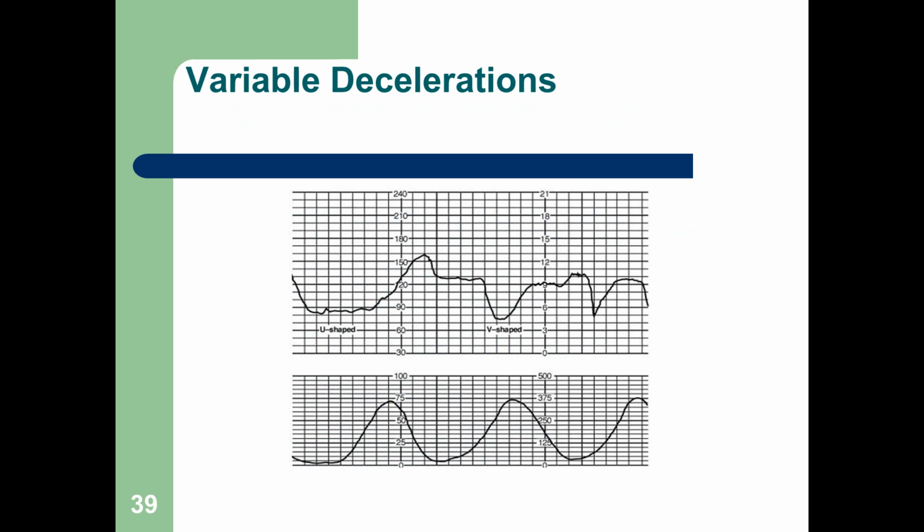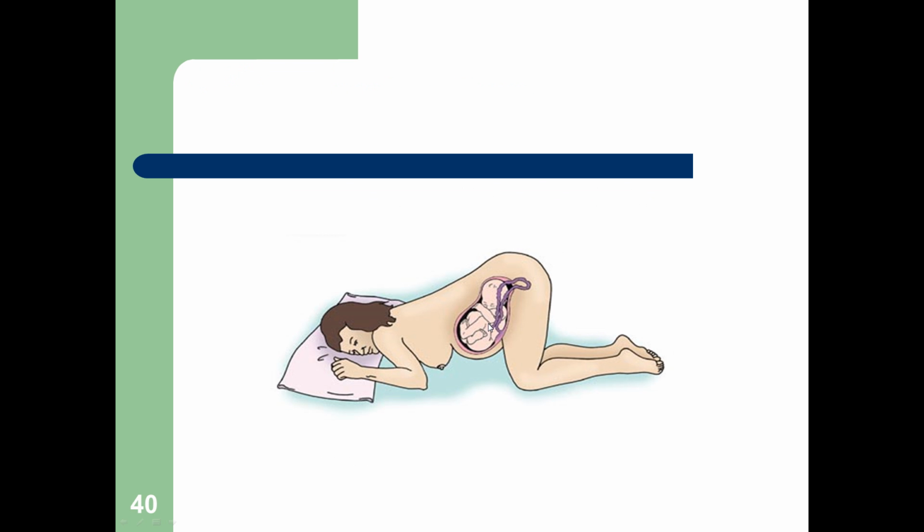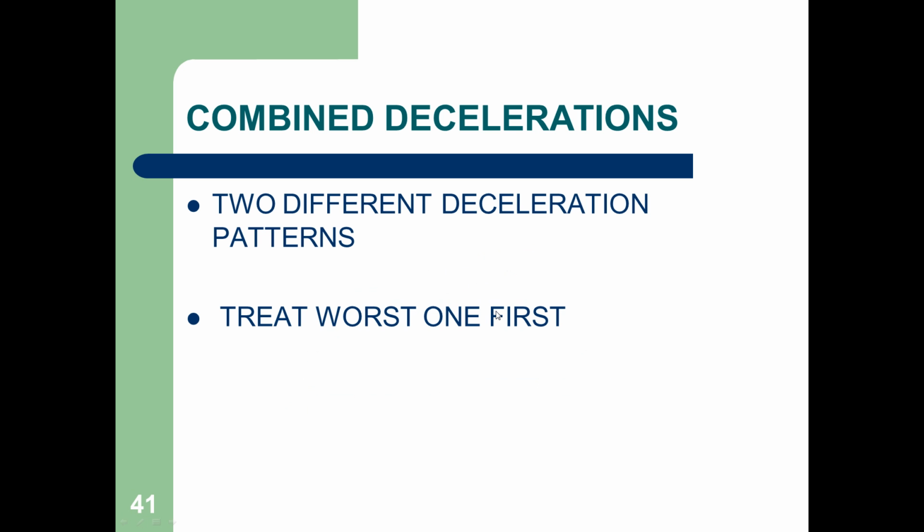This is a variable. This is a U shape, and this is a V shape, and they're variable. This looks like it's probably a late. This could almost be an early, so it's a little variable. Okay. Now, if you have a patient that is experiencing a prolapsed cord, they usually put them in the knee chest position. Okay. Combined decels, that's when you can have two different patterns.